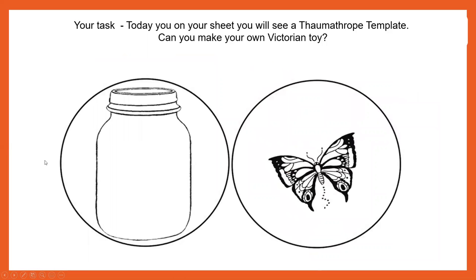Your task today, children, is to see if you can make a thermotrope of your own. Here I've got an example. I've got a jar and a butterfly. If I cut these out and put them together like our video and spin them, it will look like the butterfly is inside the jar. At home, can you have a go of making a thermotrope of your own?